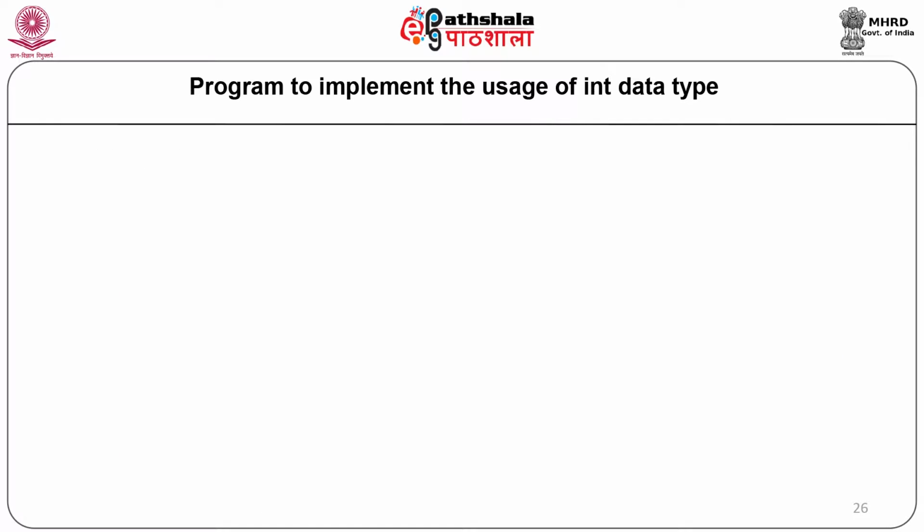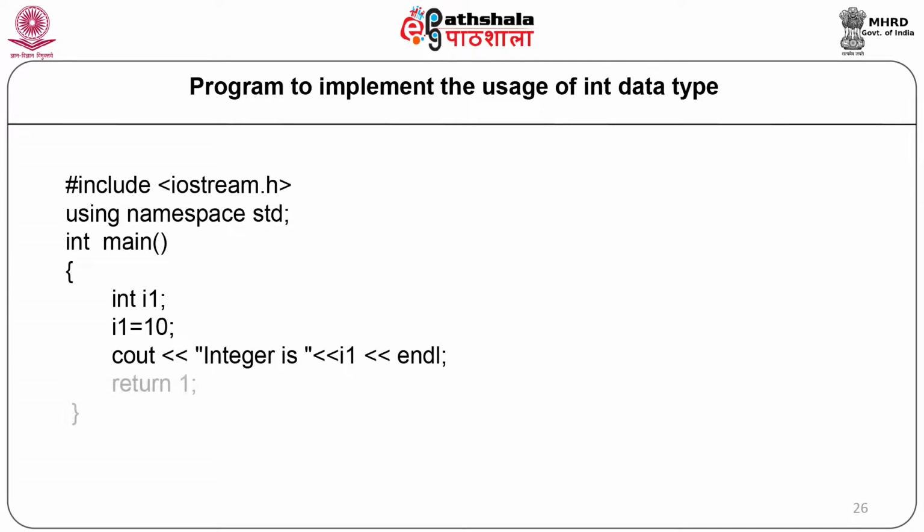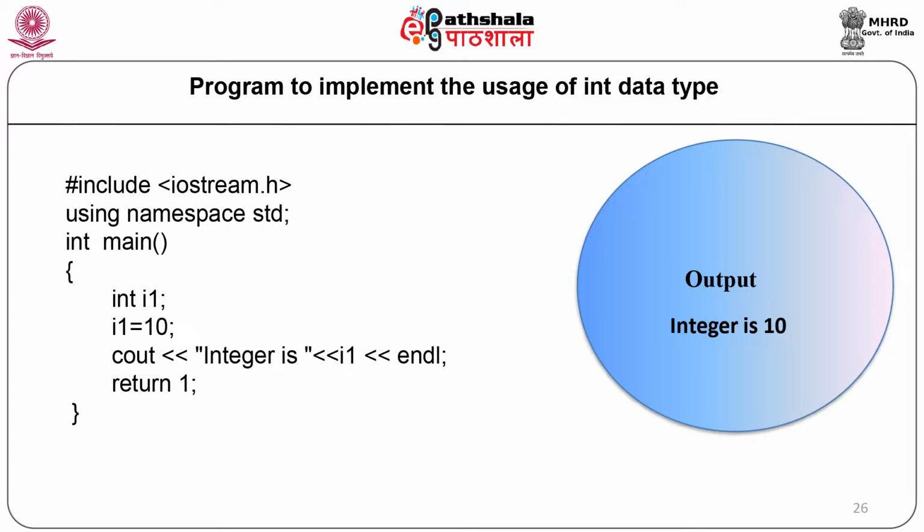Now let us see a simple program for the usage of integer data type. It starts with #include <iostream>, using namespace std, int main. Here we are declaring the variable int I1, and we are assigning the initial value as I1 equal to 10. We are displaying back the value on the screen as cout, "integer is", the value of I1, and endl, return 1 and the end of the main program. When the above code is compiled and executed, it produces the result as "integer is 10".